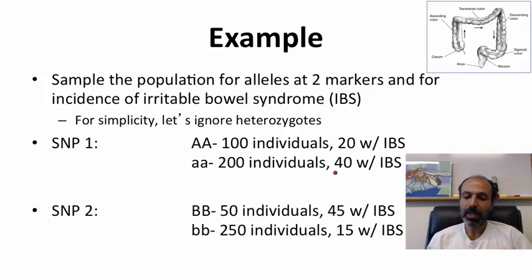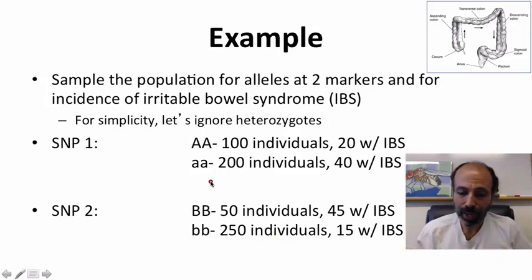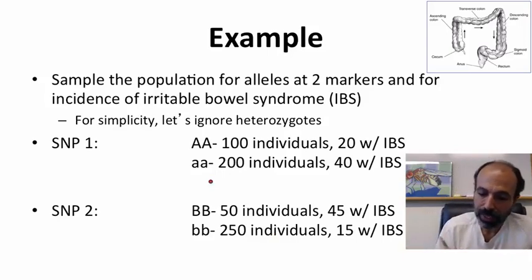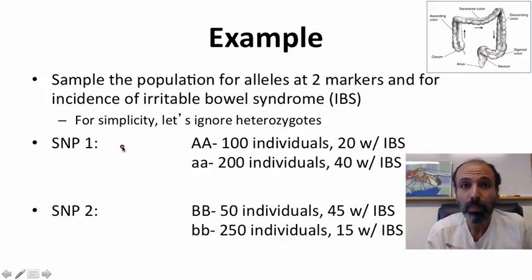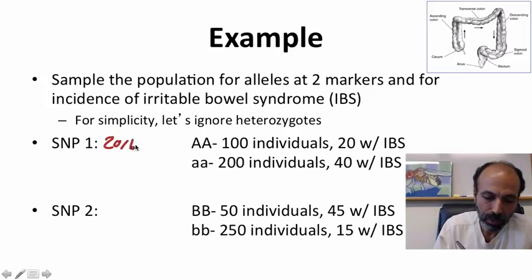Well, you might say yes, because look, a lot more of these have IBS. On the other hand, you sampled more individuals. Let's look at what actually is going on here. In this case, out of 100 individuals, 20 have IBS. So your probability of having IBS in this case would be 20 over 100, which is equal to 0.2.